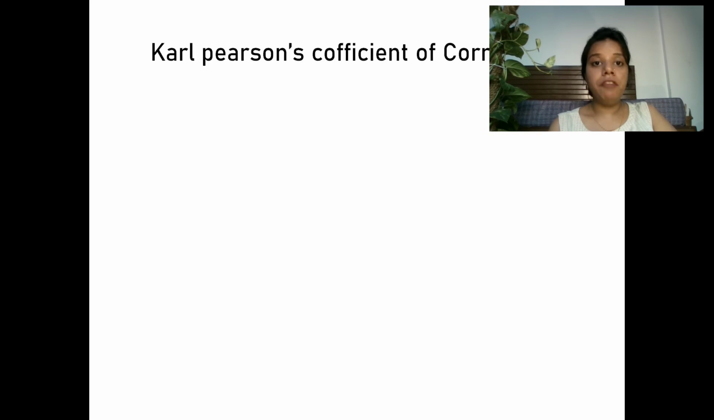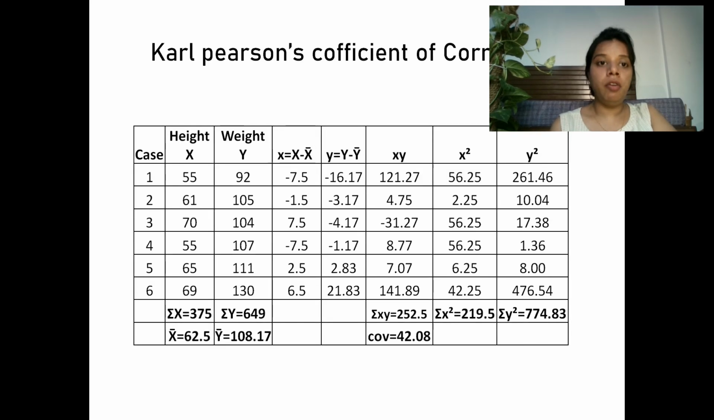So if we look at the question on Karl Pearson's coefficient of correlation, it is done on the basis of the direct method. What is the direct method? When we take the deviation from the actual mean of the variable, right?